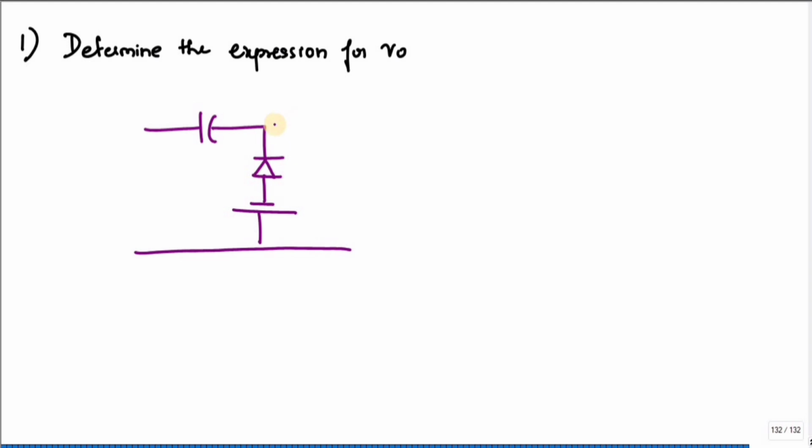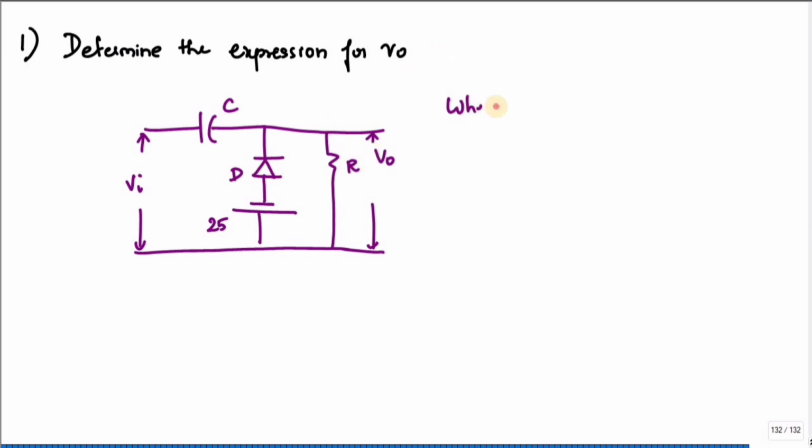The first problem is to determine the expression for V naught. So this is nothing but a clamper circuit. You can see I have a capacitor, diode, DC source and resistor, and the input voltage is an AC voltage of 50 cos omega t.